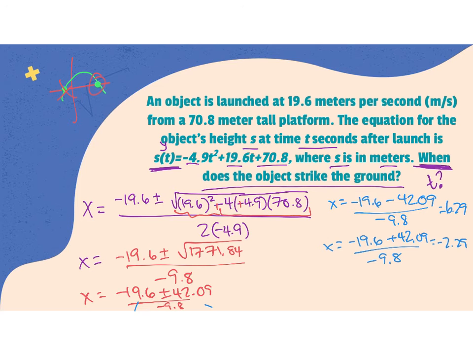So when I look at my two results, I have to choose which one makes the most sense. Which one is going to make sense to me? The one that makes the most sense to me is this positive one, because I can't have a negative time. So I shouldn't pick the negative 2.29 seconds because that doesn't make sense. So it says, when does the object strike the ground? It strikes the ground at 6.29 seconds.